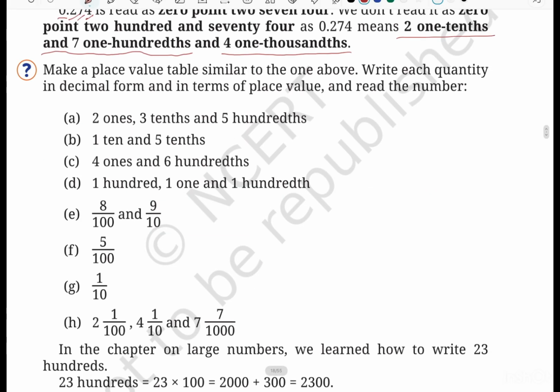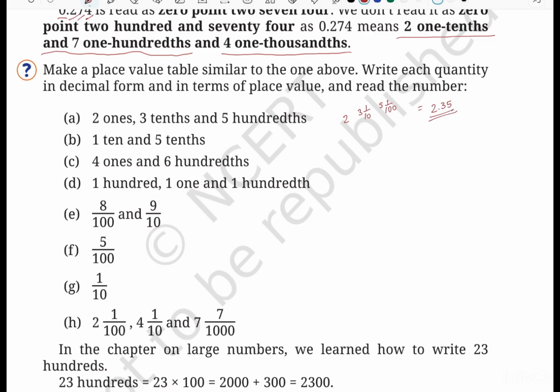Make the place value chart similar to the one above. Write each quantity in decimal form and in terms of place value, and read the number. Here we have 2 ones, so 2 units are there, and 3 tenths and 5 hundredths. So we can write it as tenths place 3 and hundredths place 5. So the number is 2.35.